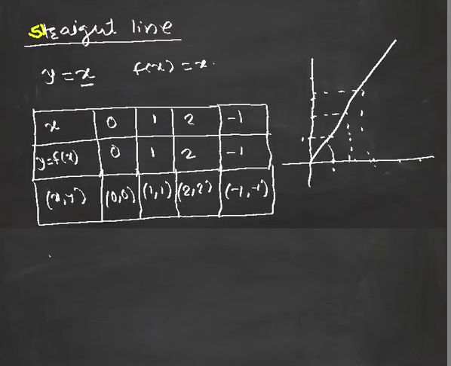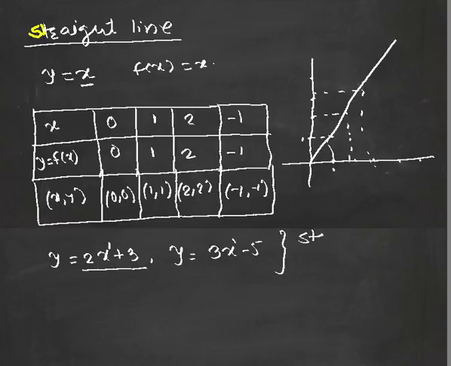So if we take y is equal to 2x plus 3, or any equation like y is equal to 3x minus 5, and so on, we get straight lines of different slopes, different intercepts, and all these things. What I want to stress here is that when the function of x contains power equal to 1, it gives rise to a straight line. This is what I want to stress.